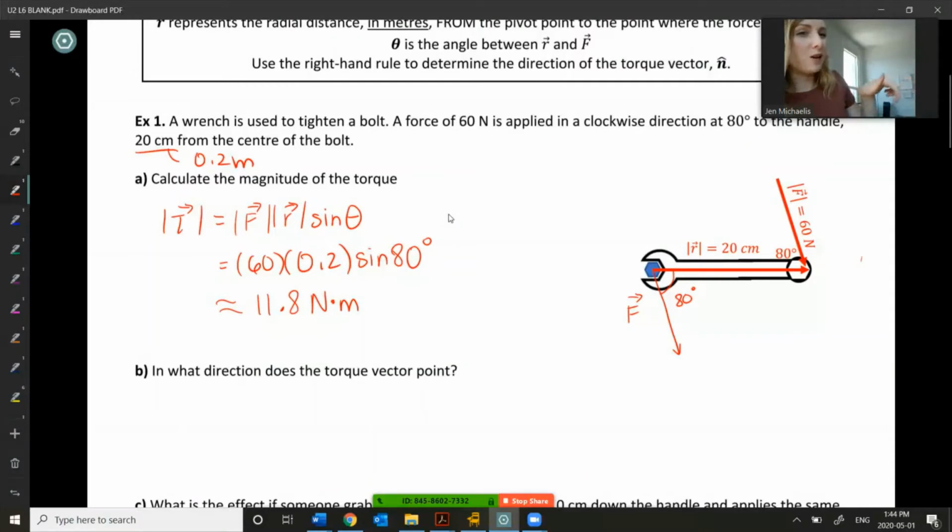So palm down, and I curl my fingers toward the force vector, and you should see that your thumb is pointing inward. And if we imagine that your screen or your paper is kind of like a piece of wood, that means our bolt is actually being tightened inward. So our torque vector is going to point into the page, which means our bolt must be tightening.